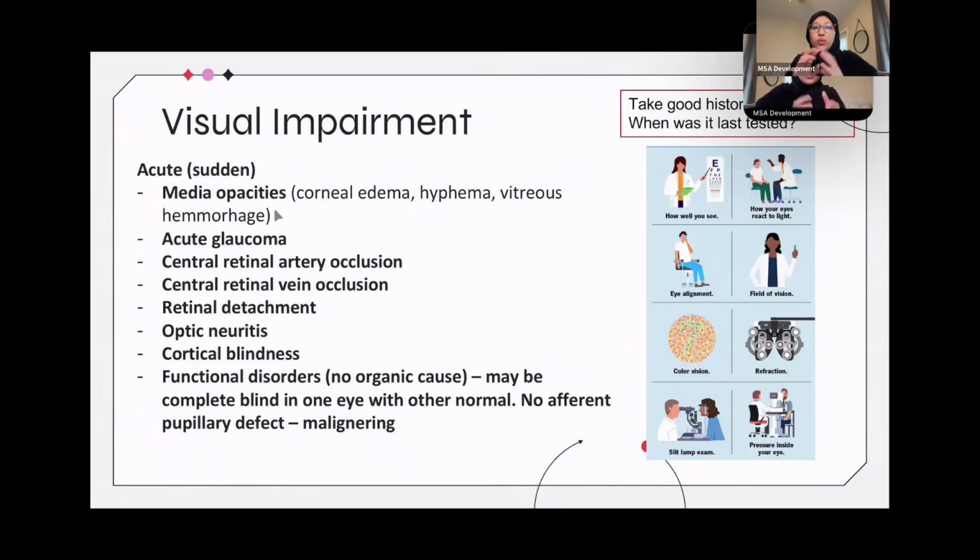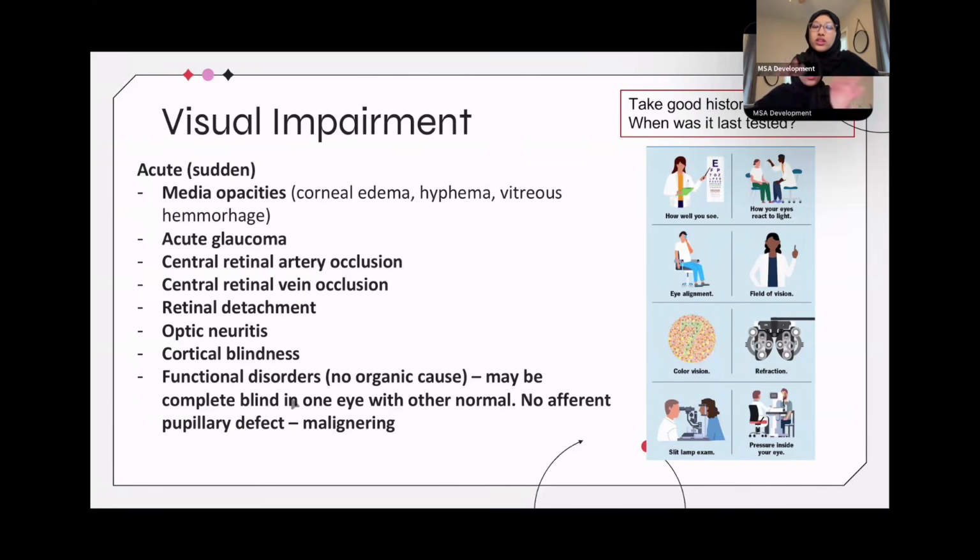Acute can be opaque, something blocking the cornea, something blocking your iris, pupil. Everything that can happen suddenly is acute. But it's important to do these tests to differentiate from functional disorders. Functional disorders means that there is no actual cause. The person might be lying, it might be a psychiatric disorder. How do you tell that apart? By doing these tests.